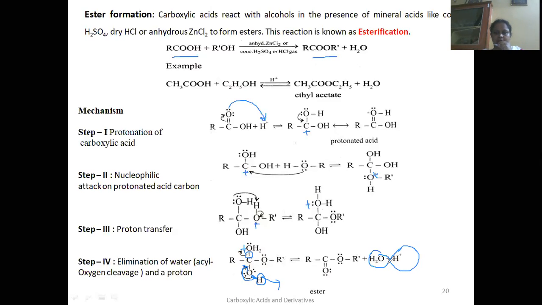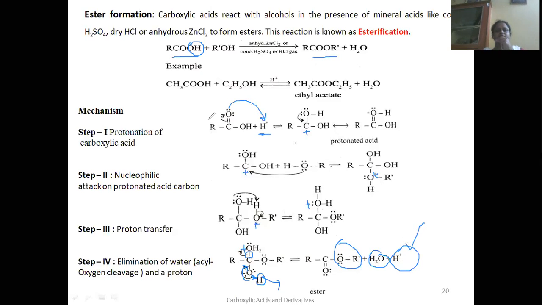So again, if you see here, this is an ester. OR dash is replacing this OH group, forming an ester with the elimination of water, and there is a regeneration of the catalyst here. We added the catalyst H plus to initiate the reaction, and it is regenerated here.